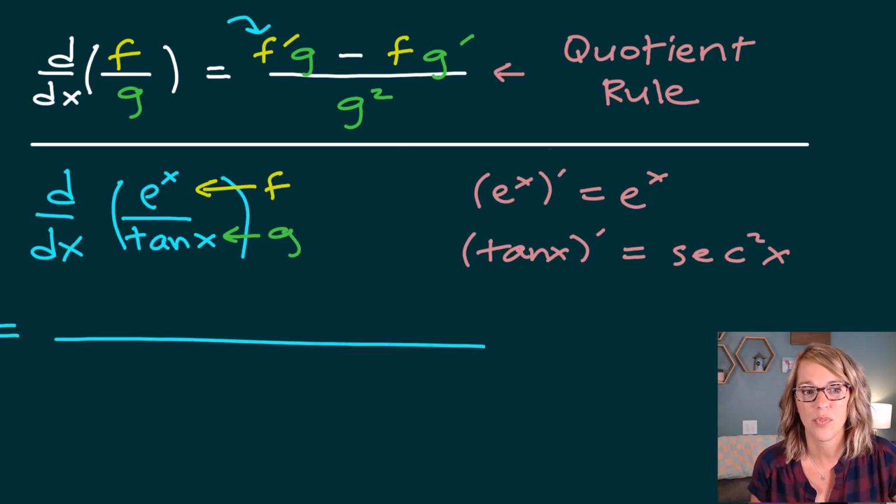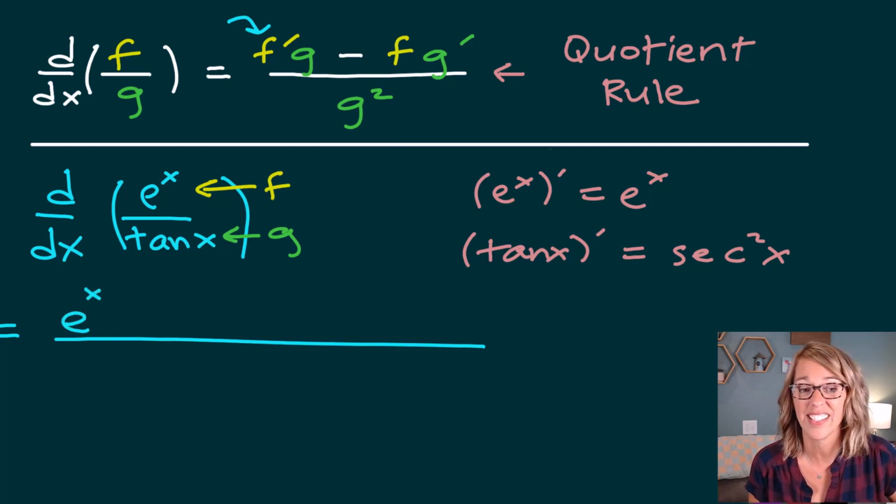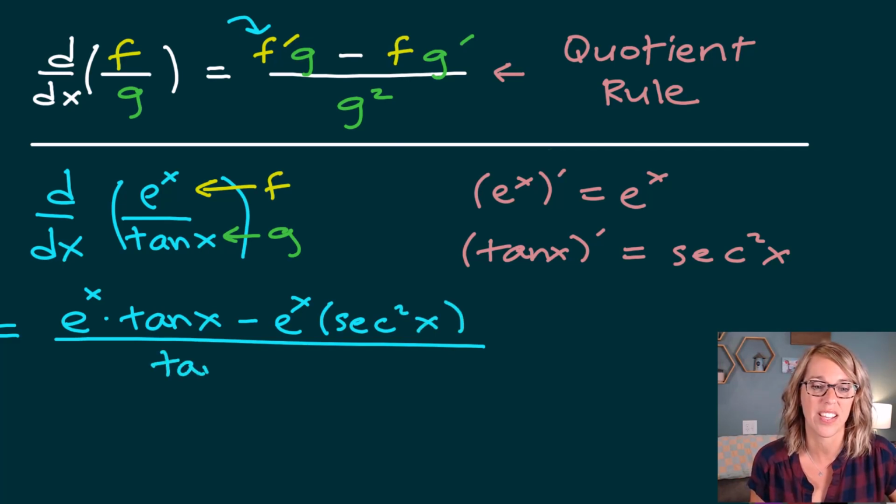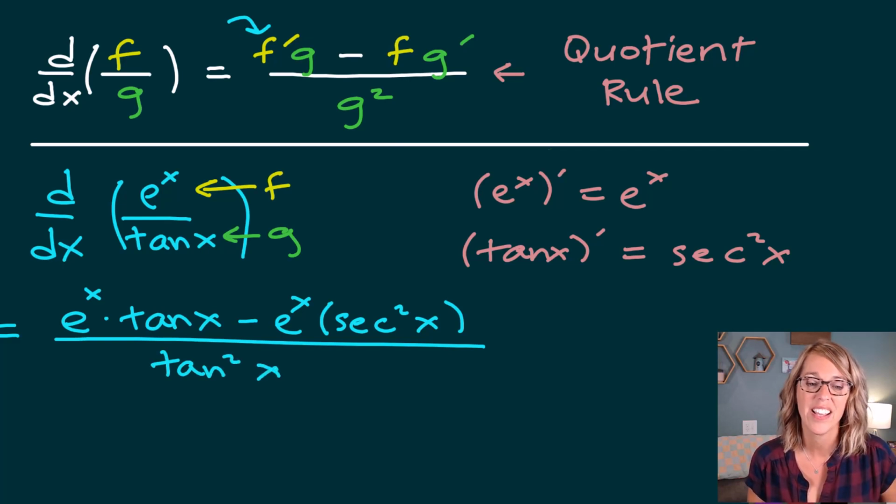So I'm going to start with the derivative of f. The derivative of e to the x is e to the x, and then I want tangent just left alone, so times tan x. Minus in between. Next comes f just as is, so that's going to be e to the x. And now I take the derivative of tangent, which is secant squared x. In my denominator, I'm going to square that tangent, so I get tan squared x.